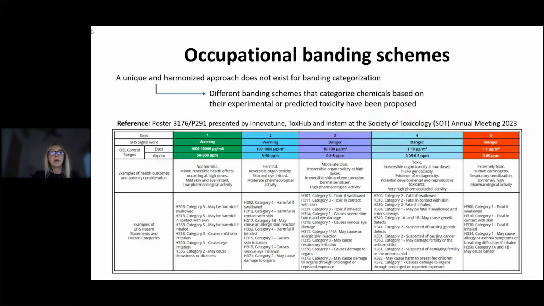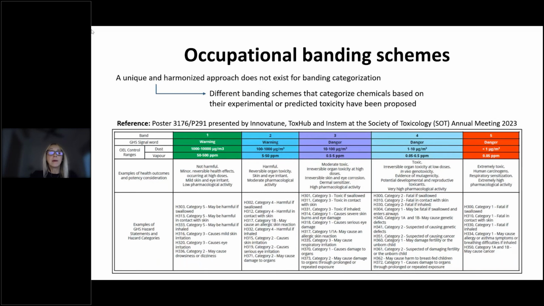In this specific context, there is no unique or harmonized approach for banding categorization, meaning that there are, in the literature, many different banding schemes that have been proposed that can categorize chemicals based on the experimental or predicted toxicity. And the table that is represented here is extracted from a poster that we presented this year, last March at the SOT Congress.